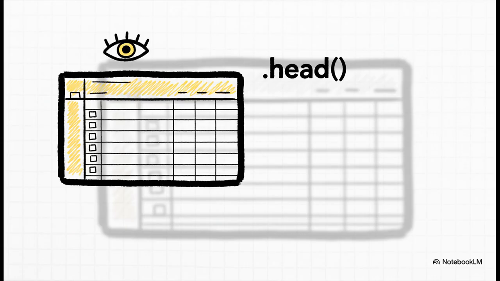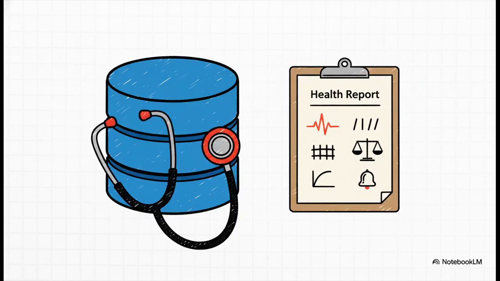Okay, so once your data's loaded, you need to take a look around, see what you're dealing with. And for that, we use the .head command. It's like your first peek inside. It just spits out the first few rows so you can get a quick feel for the columns and the overall structure.